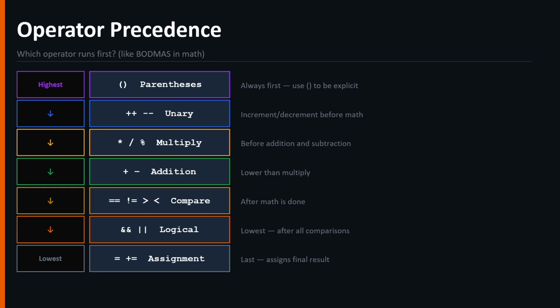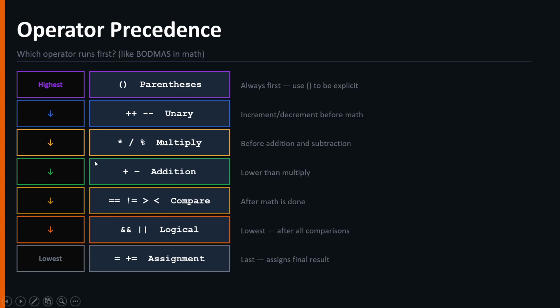So if you write 2 plus 3 into 4, Java calculates 3 into 4 equals 12, and then 2 plus 12 equals 14. It does not do 2 plus 3 equals 5 first. My advice is, when you are not sure about precedence, just add parentheses. It makes your code cleaner and removes any confusion.